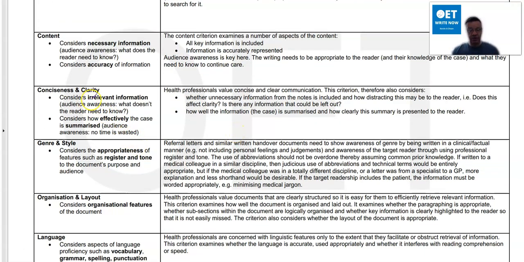So, irrelevant information, etc. But also, how do you group it? How do you write it? How well is it summarized?